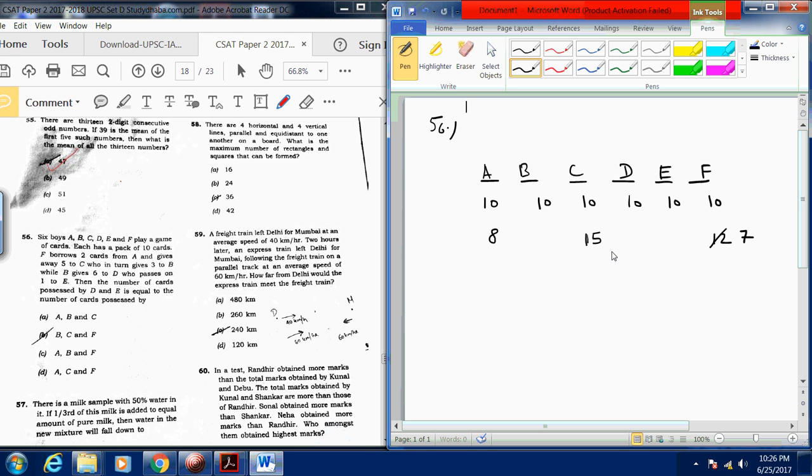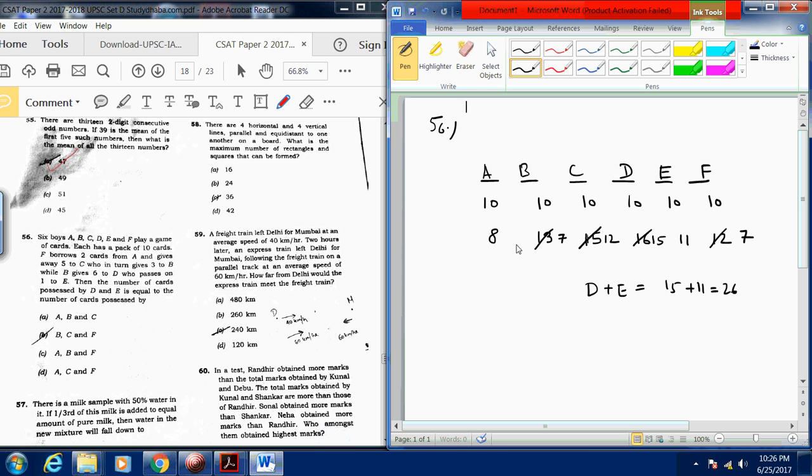Now C gives 3 to B. If he gives away 3 to B, B has 13. B gives 6 to D. If he gives away 6 to D, D has 16. Who passes 1 to E? So E has 11. Number of cards possessed by D and E. Now D plus E have 15 plus 11, that means 26 cards.